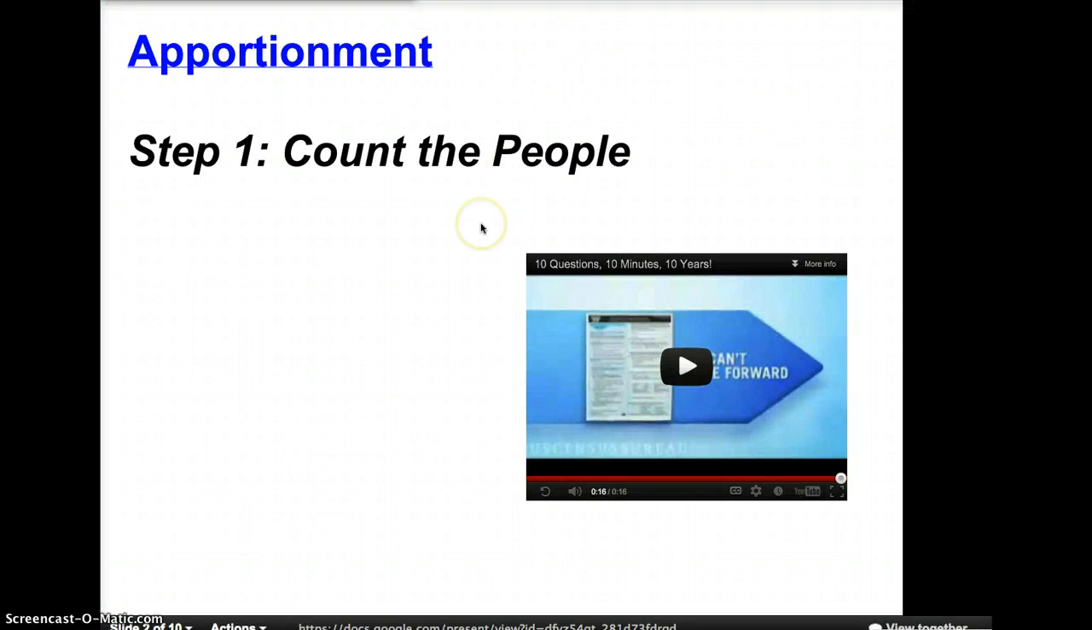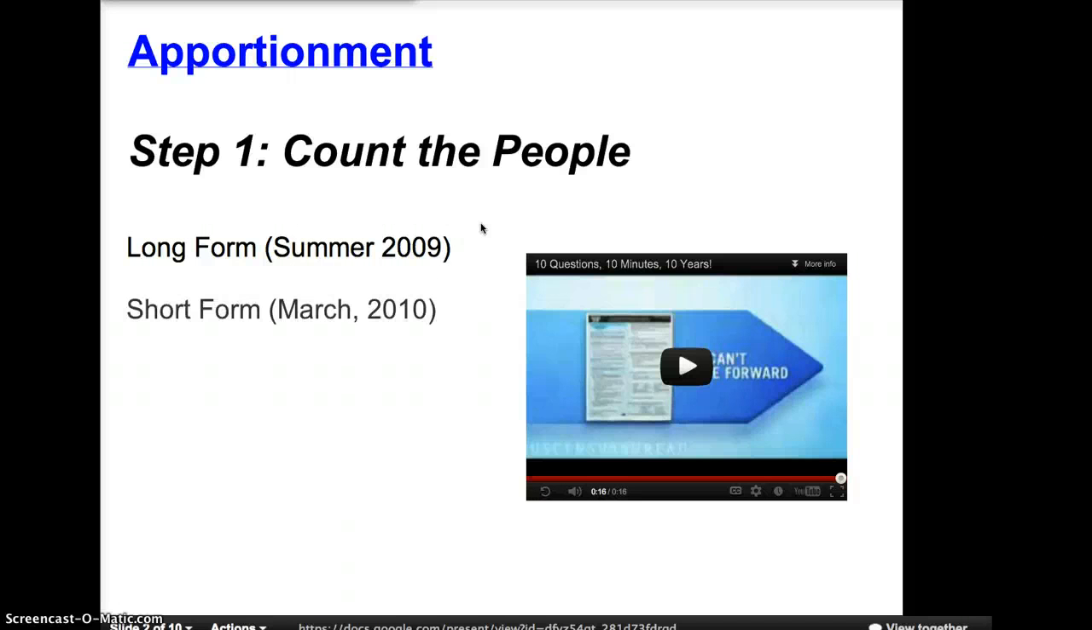So first we count the people. That happens every 10 years with the census. Please make sure you have that noted. The long form was sent out in the summer of 2009. The short form was in March of 2010.